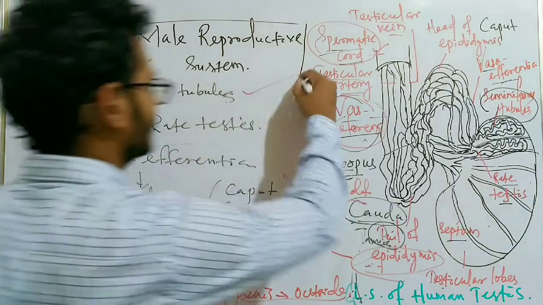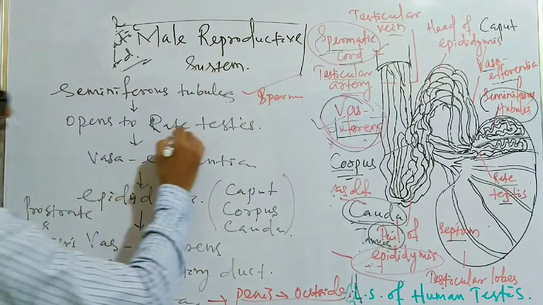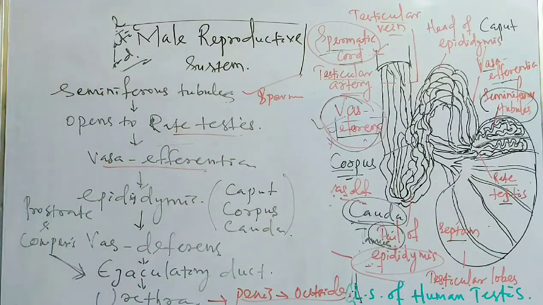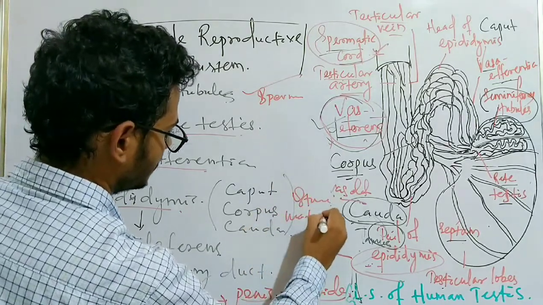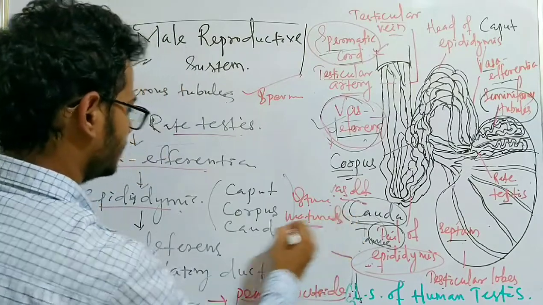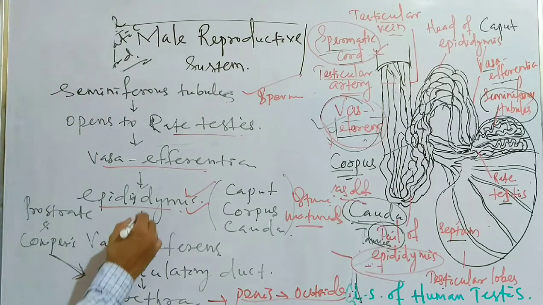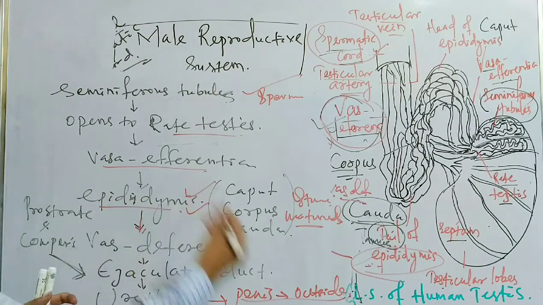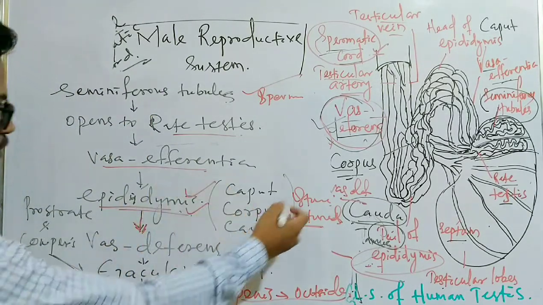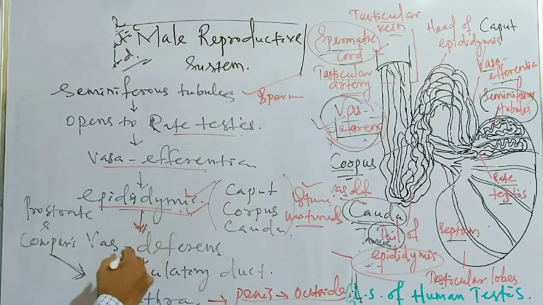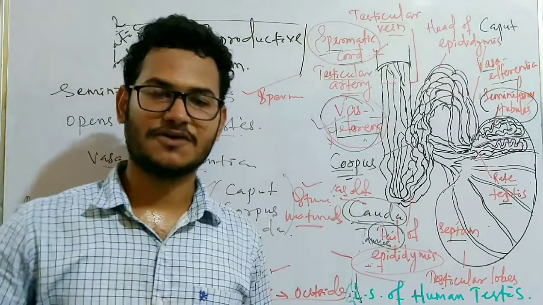We start from the seminiferous tubule where the sperm is manufactured, then it comes to the rete testis, then the vasa efferentia, then the epididymis. Here it is stored and matured. Mature means here it gets mobility and is able to fertilize. Then during sexual intercourse or sexual excitement, the stored sperm comes out from the epididymis through the vas deferens to the ejaculatory duct, to the urethra, and finally to the outside.